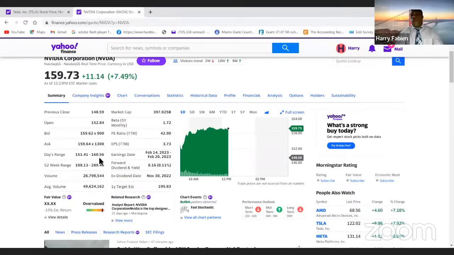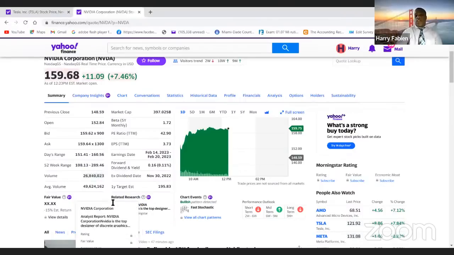The range for today is 151 to 160.56 for the highest. But the 52 weeks, the whole year, the range is between 108. The lowest it can go in the whole year is 108.13, and the highest is 289.